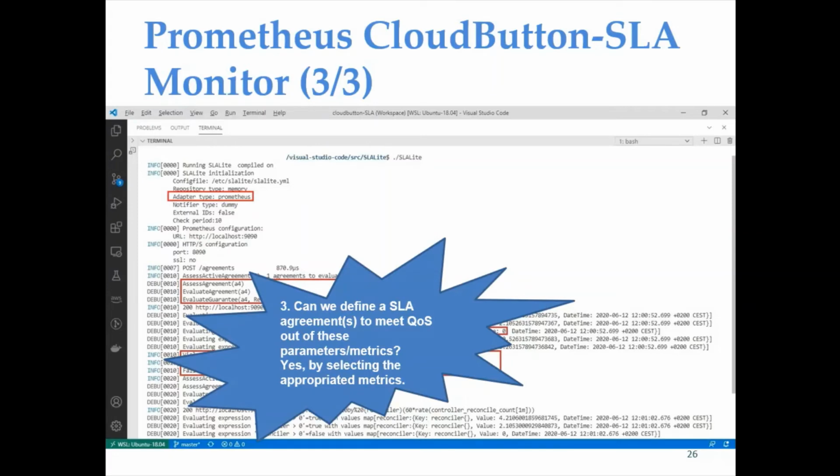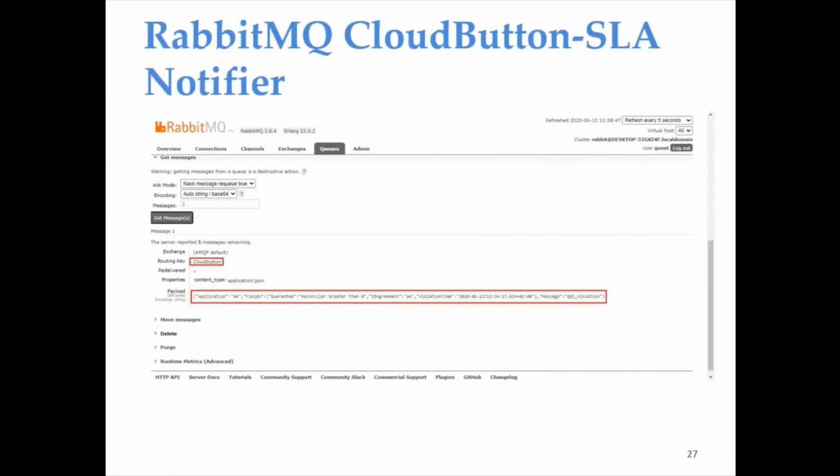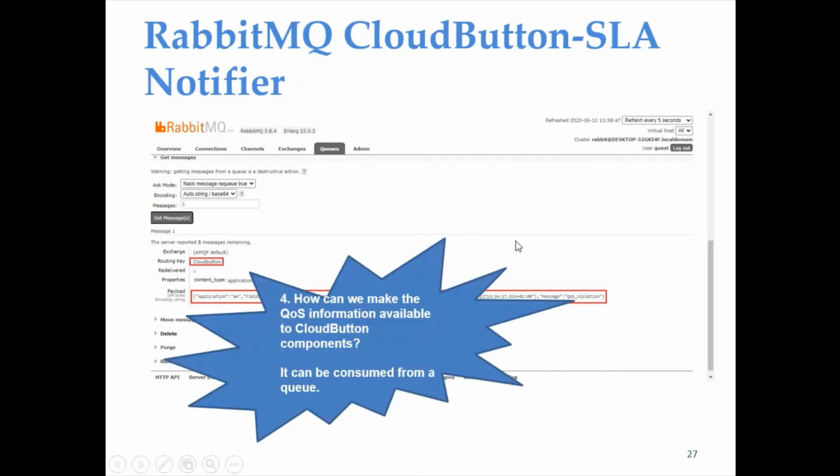Yes, if we select the appropriate metrics from the ones that are used to define the Grafana dashboards. CloudButton SLA has also implemented a notifier on RabbitMQ. In this screen, we can see the payload of the message that has been posted into the CloudButton queue after a violation. So this answers our fourth question. How can we make the quality of service information available to CloudButton components? The other components can consume this information from our Rabbit queue.